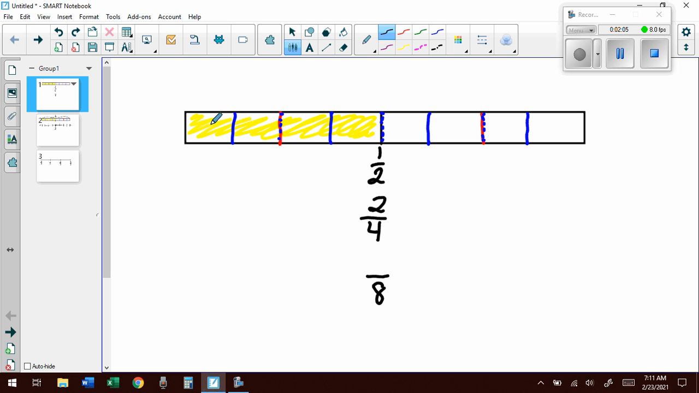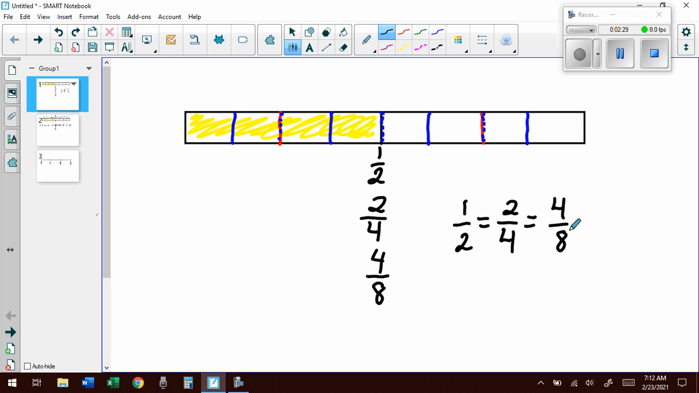How many are shaded in? 1, 2, 3, 4. 4 out of those 8 total pieces. So, what I have shown in my tape diagram is that 1/2 equals 2/4 equals 4/8. All 3 of those fractions are equivalent.